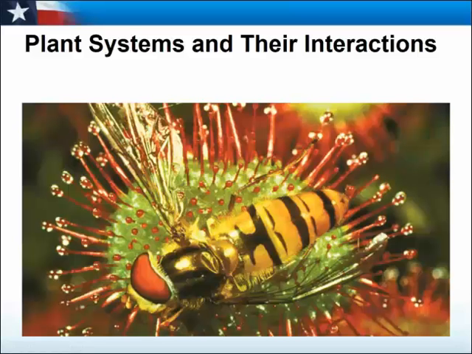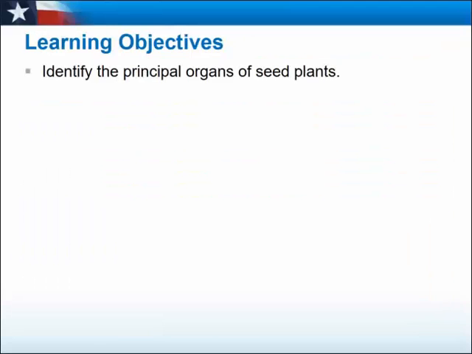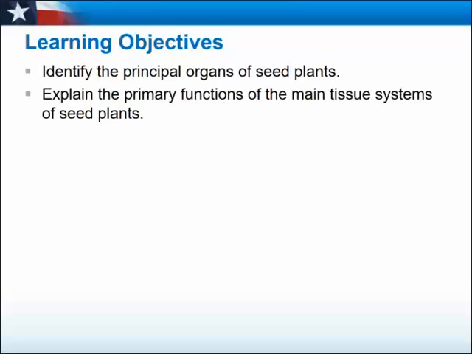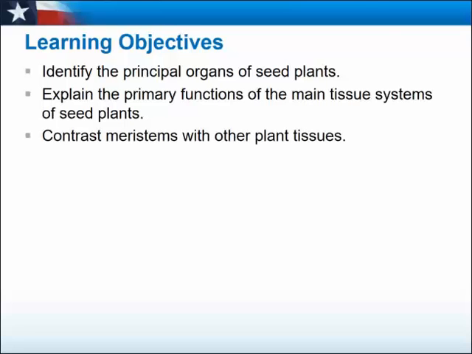Welcome to Lesson 23.1, Plant Systems and Their Interactions. In this lesson, we'll identify the principal organs of seed plants, explain the primary functions of the main tissue systems of seed plants, and contrast meristems and other plant tissues.